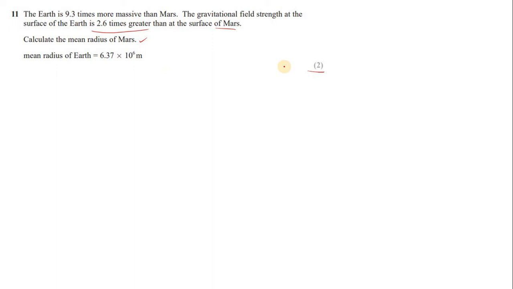This is a 2-mark question. You can do it directly if you know the relation of gravitational field strength, but I am deriving the whole formula. If you wish, you can do that. Otherwise, you can skip some steps. So you know that the gravitational field strength in general is g equal to GM upon R squared. M is the mass of the main planet or star or whatever from which we have a gravitational field strength, and R is the distance from the center.